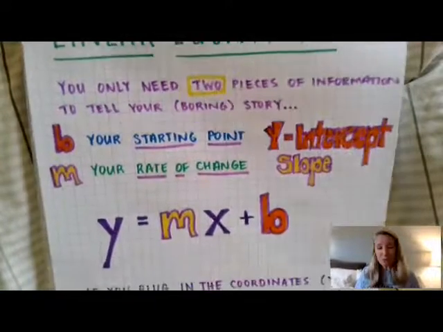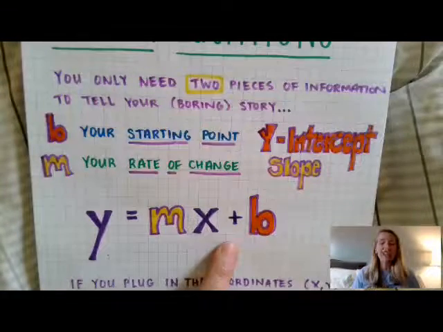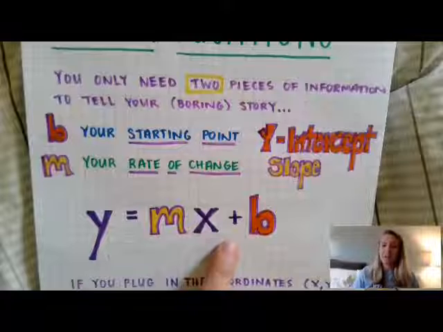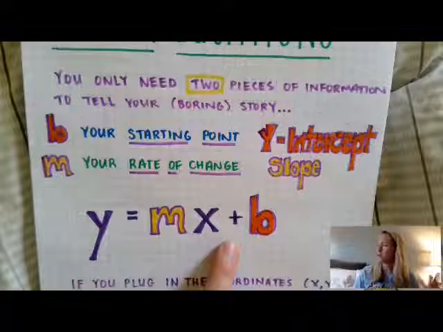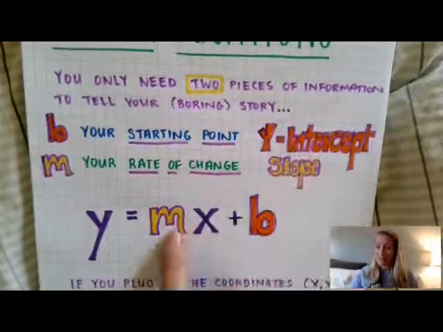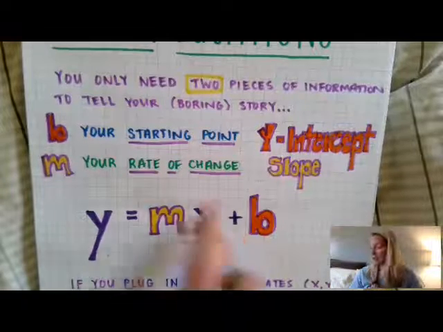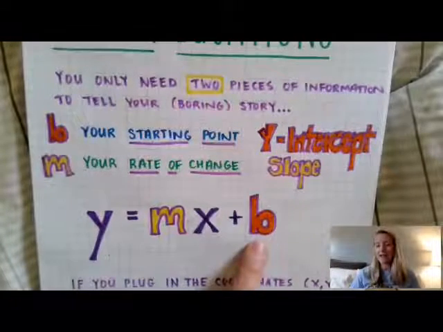So just remember, y equals mx plus b, that's the equation that we call slope-intercept form, right? Kind of crazy that we would use such words, right? Slope and intercept form. Now the tricky part is your starting point is at the back of your equation.